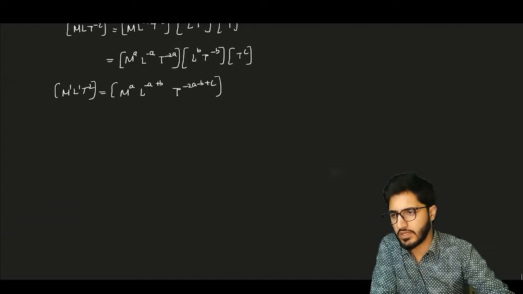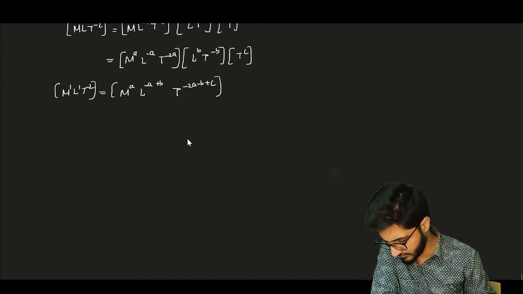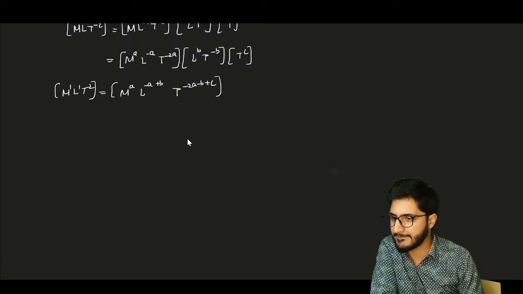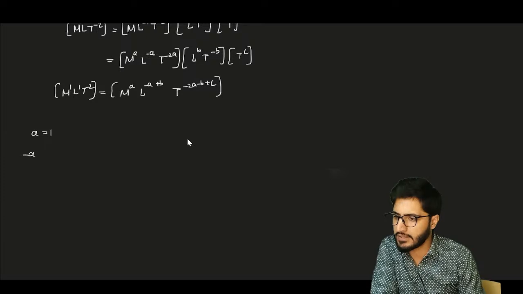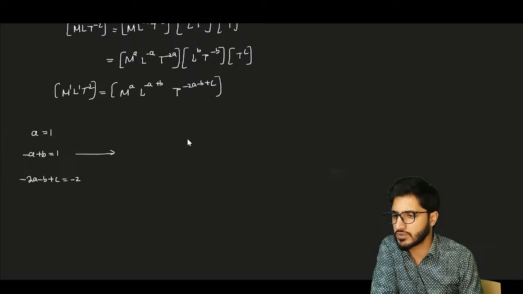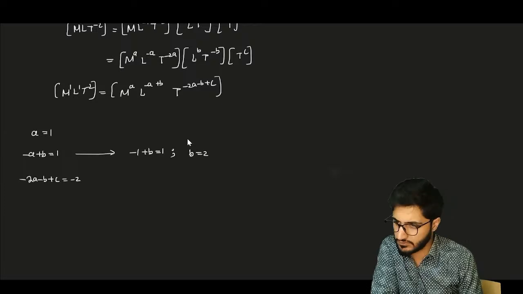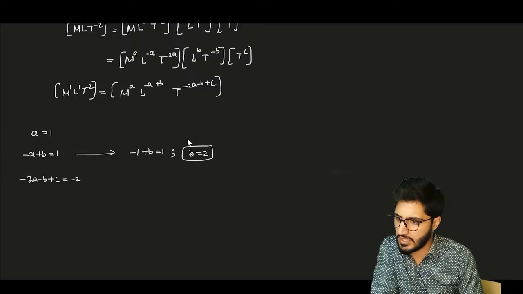What we can do then, look, now we have a, so a is equal to 1, minus a plus b is also equal to 1, minus 2a minus b plus c is equal to minus 2. So if a is equal to 1, I can write minus 1 plus b is equal to 1. So I can write b equals to 2. A is 1, b is 2.